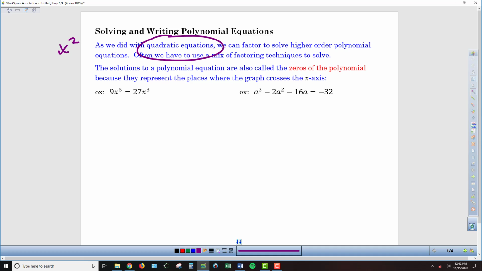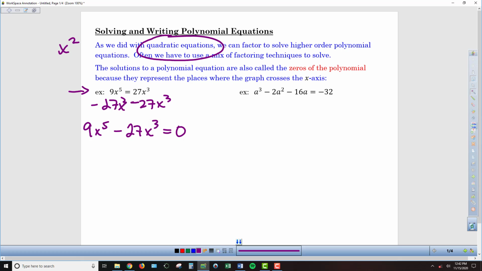So we look at this first one. We are trying to solve for x. We're trying to find the values of x that make this equation work. And so for a factoring technique, the number one thing we have to have is it equals 0 on one side. So I'm going to subtract 27x cubed from both sides as my first step. So we end up with 9x to the fifth minus 27x to the third equals 0.